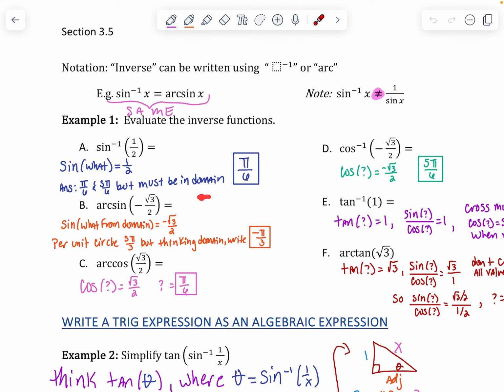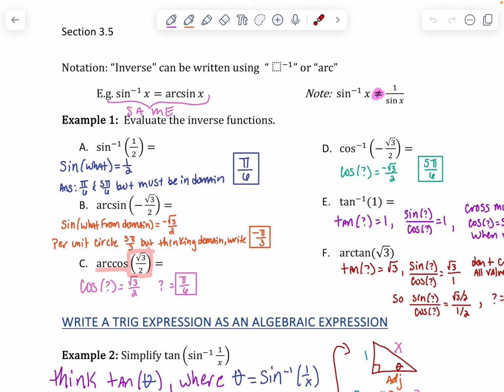But we talked about how our domain goes from -pi/2, our range, to pi/2. So when we're in the fourth quadrant, even though 5pi/3 is in the fourth quadrant, we want to think of it as swinging clockwise from the x-axis to be -pi/3.